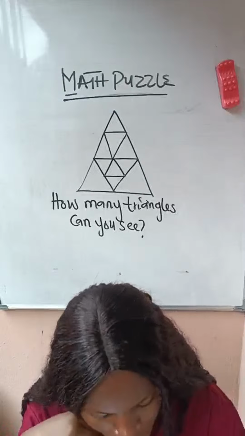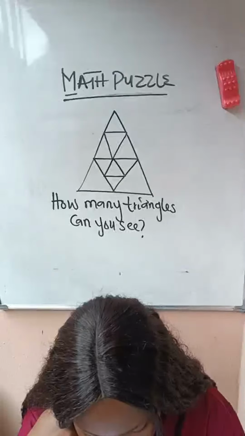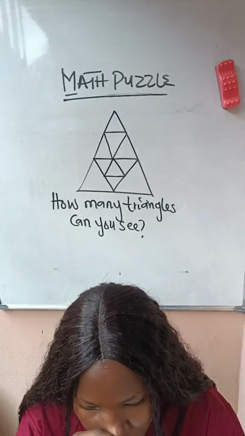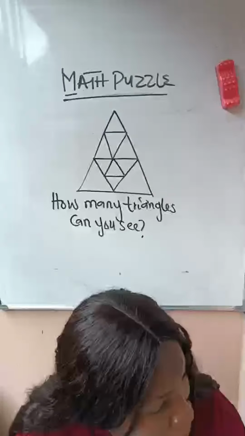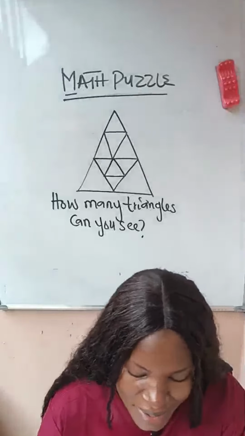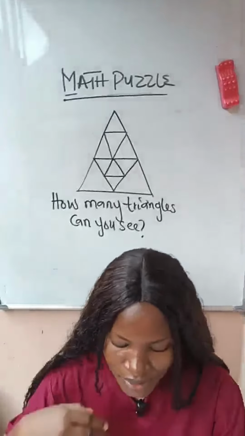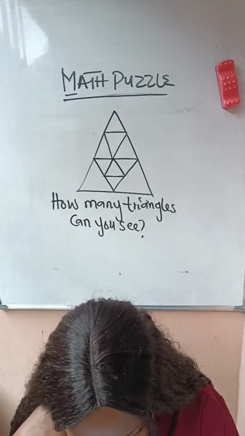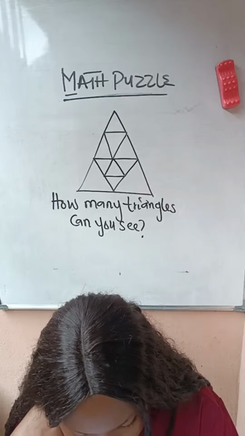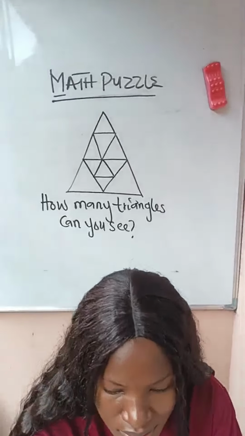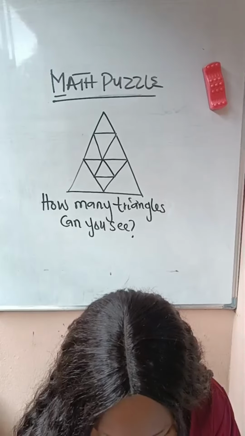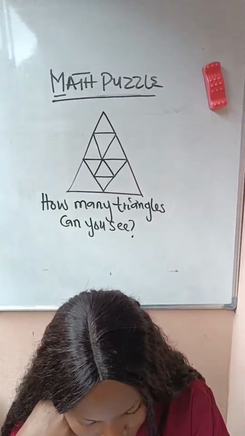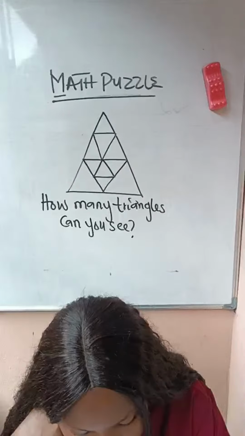Show Dylan says 13 triangles. How many triangles can you see? I have 20 from my friend Q9C. Let's go. How many triangles can you see?